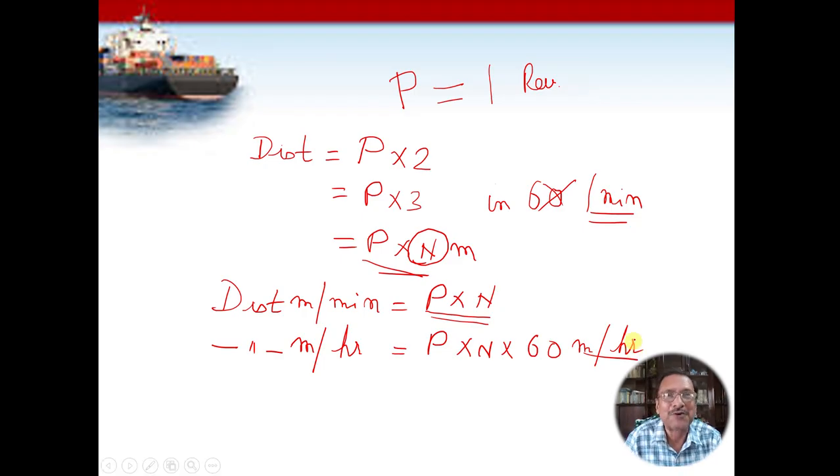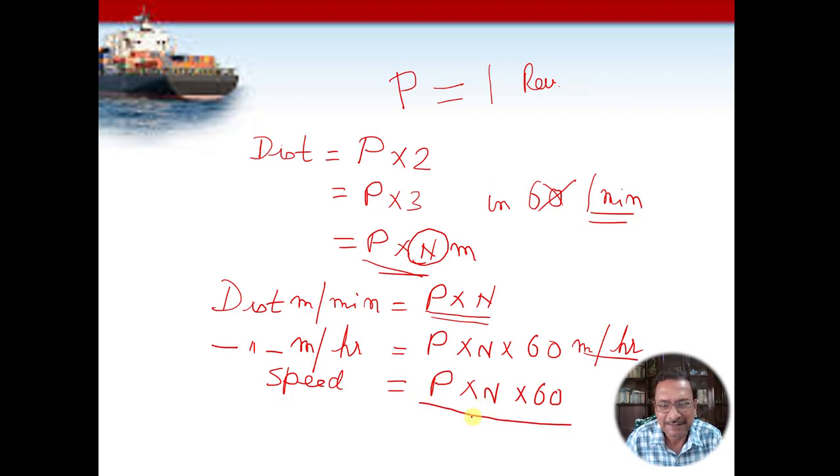But on board, we really don't measure the speed in meters per hour. We measure it in knots. So the speed of the ship or the propeller in knots would be P into revolutions per minute into 60 divided by 1852. This is called the theoretical speed of the ship because we are considering that the propeller is moving in an unyielding medium, which it is not. So this is the formula for theoretical speed of a ship.